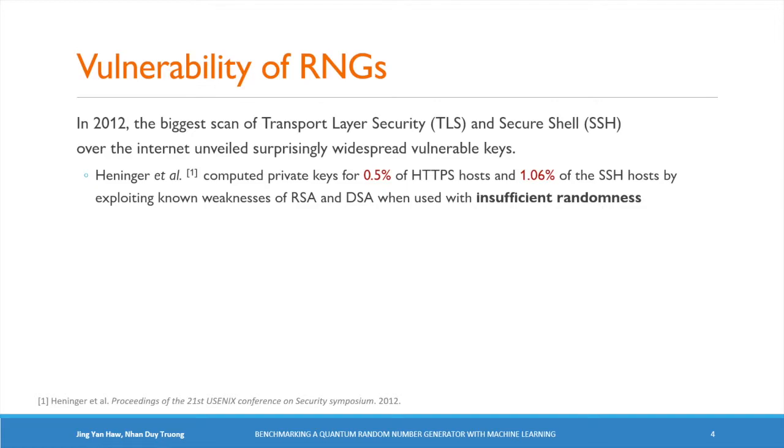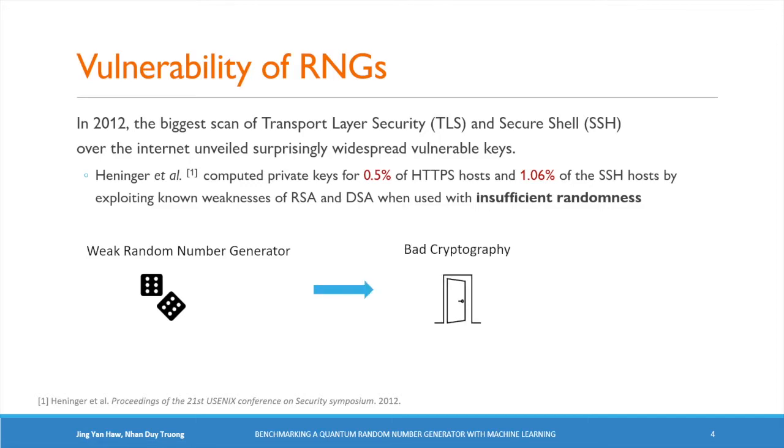Consider a case in 2012 where the biggest scan of TLS and SSH uncovered a widespread of vulnerable keys. In particular, by exploiting the entropy loopholes, for example, initialization with default settings or with poor entropy sources, Heninger and her co-workers have successfully cracked an unmanageable amount of private keys. Note that RSA encryption, which is based on factorization, is supposed to be computationally hard. So, the lesson we can learn here is that if you have a weak RNG for your crypto system, you are essentially leaving a backdoor to your supposedly secure system.